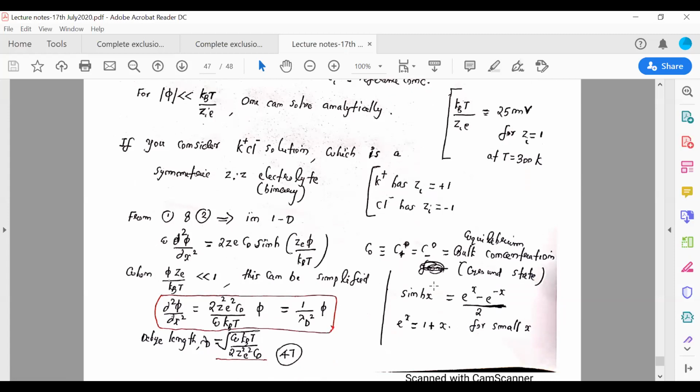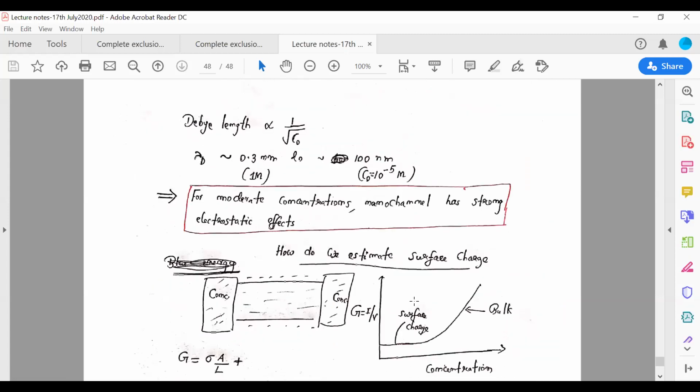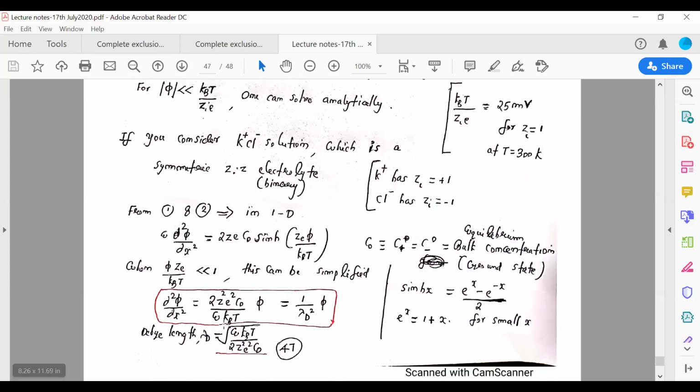You can go through what I have explained here. Then what you get is something like this, which we are very familiar with. We can rewrite this as 1 by lambda d square phi, because then you can write this as an exponentially decaying function. This lambda d is known as the Debye length. I think you are very familiar with this. I just discussed it in terms of solutions.